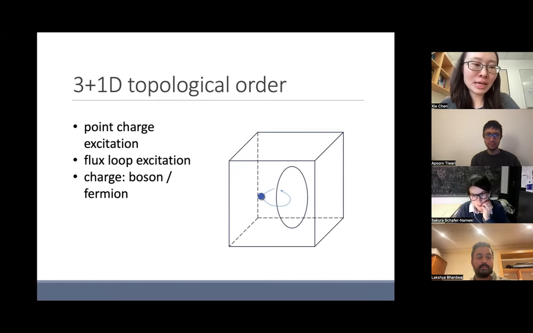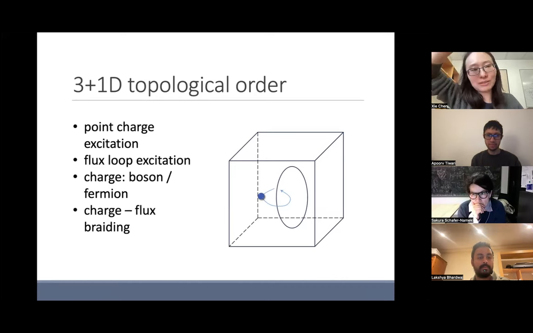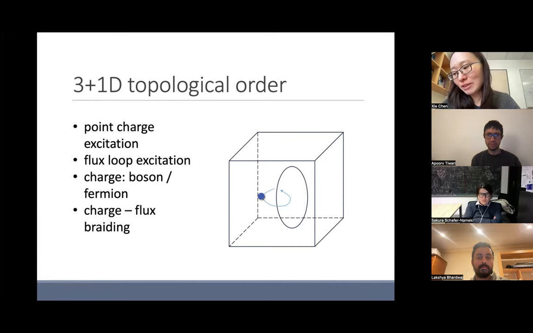The non-trivial thing that can happen is, first of all, the charge can be either boson or fermion. That's two possibilities. And then the charge can braid around the flux, giving rise to a minus one phase factor, the Aharonov-Bohm phase factor, basically. So it's as simple as that. And it seems that everything's pretty straightforward. And of course, later on, we also know that this is not the end of the story.